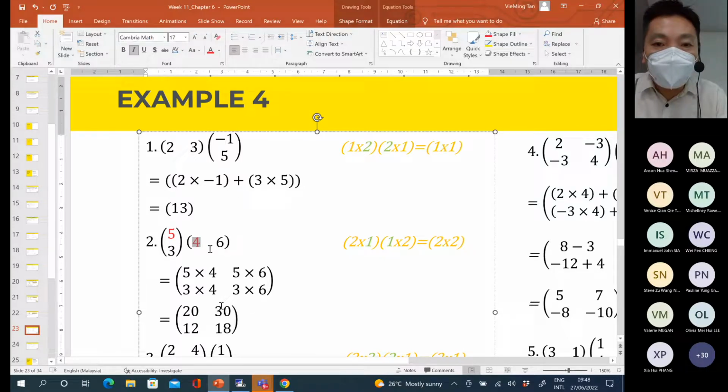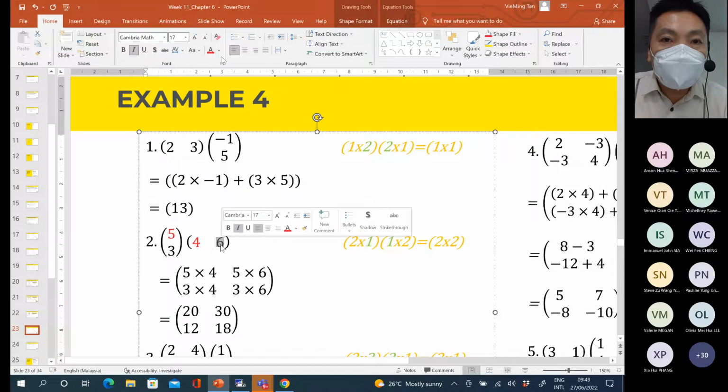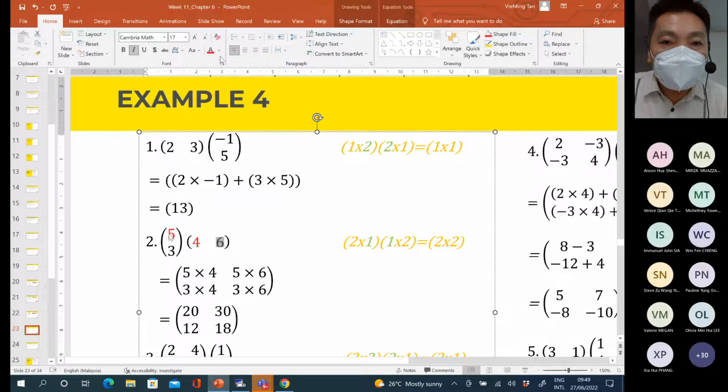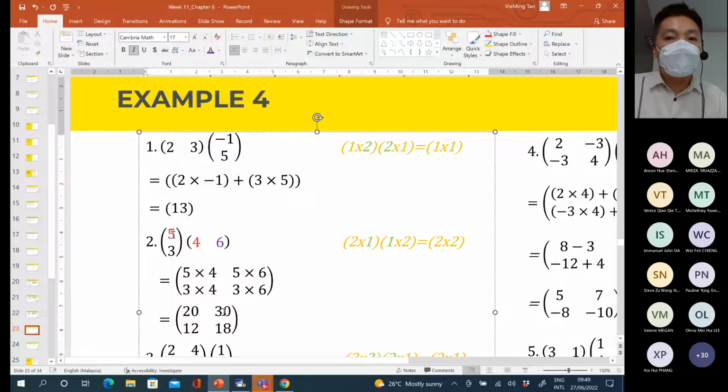Then how about this 30? How to form this 30? This 30 is at the location of row number 1, column number 2. So that means we need to use row number 1 of matrix A multiplied with column number 2 of matrix B. I use purple. So we get 5 multiplied 6 equal to 30.